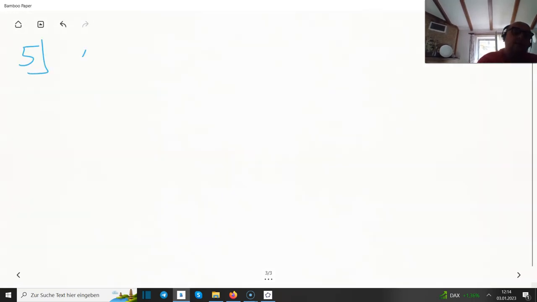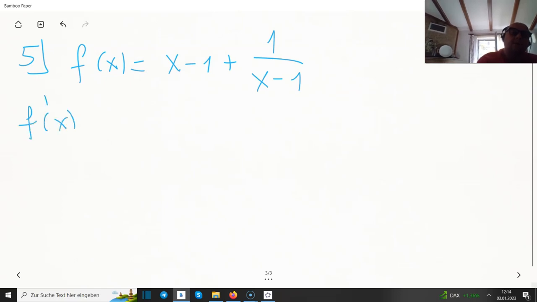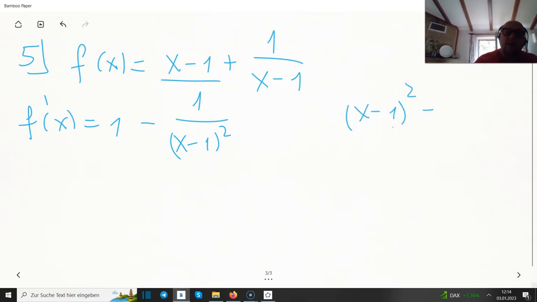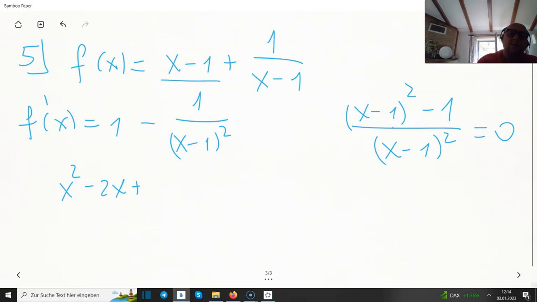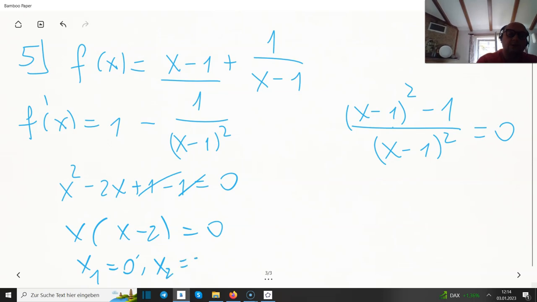Number 5, we have to write the derivative. Maybe let's write again our function. So what is the derivative? Well, x minus 1 gives you 1. And this one is giving you minus 1 divided over x minus 1 squared. So this is x minus 1 squared minus 1 divided over x minus 1 squared equals 0. The denominator is unequal to 0. x squared minus 2x plus 1 minus 1 equals 0. So we are having x times x minus 2 equals 0. x1 is 0, x2 is 2.